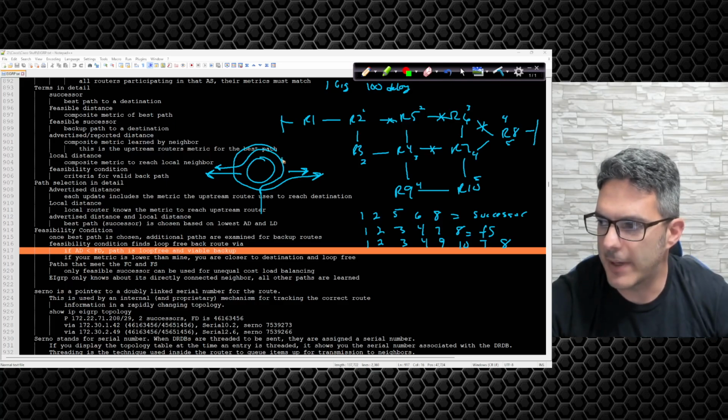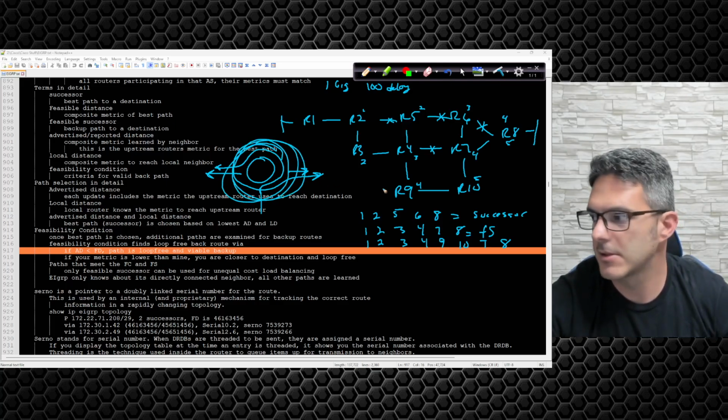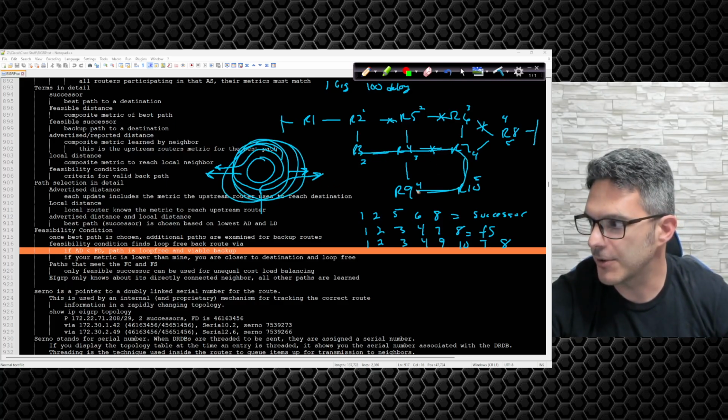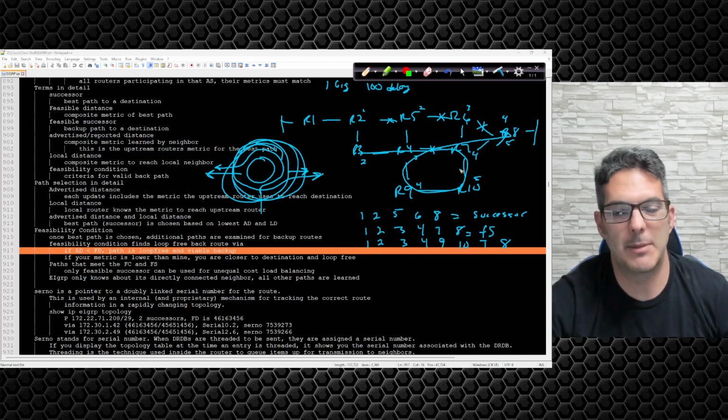If you have to do a loop like this, if you have to come into here to go do this, you're never going to be a feasible successor. Why? Because you have to create a loop in order to get to where you've got to go. That's my bottom line here.